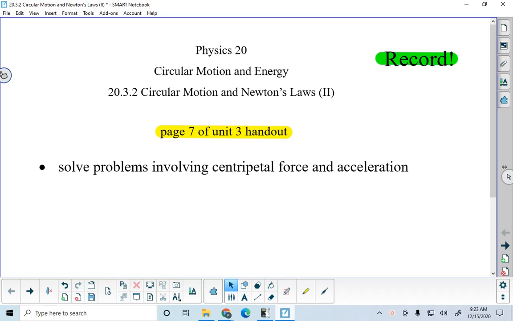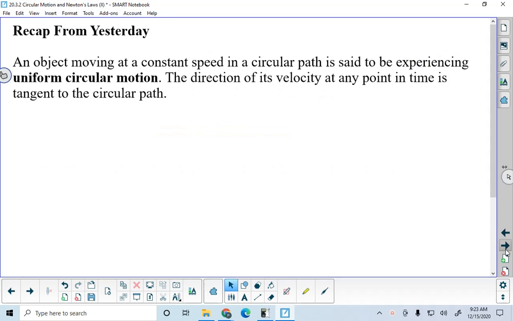All right, so these first lessons, I think there's 4 of them, are all called circular motion and Newton's laws. They're just broken into parts. What we're going to be doing today is relating what we learned yesterday to acceleration and force. And I'm going to start off by reviewing some things from yesterday, and I'm not going to spend a whole lot of time on this.